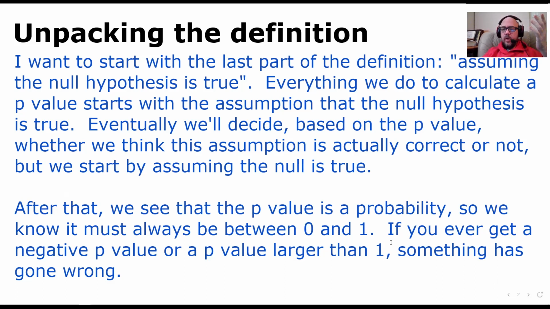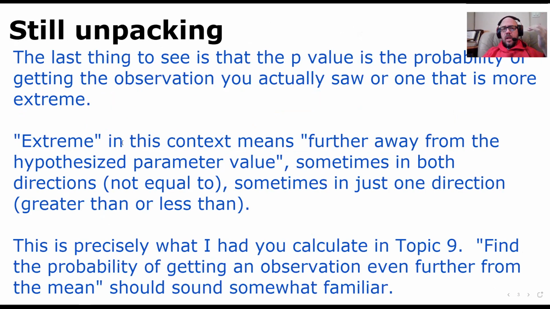P-value is a probability, always between 0 and 1, never negative, never more than 1. And it's the probability of getting the observation that we actually saw, or one that's more extreme. So again, extreme means further away from the hypothesized parameter value, so further away from what the null hypothesis says. And I should say further in the direction indicated by the alternative hypothesis.